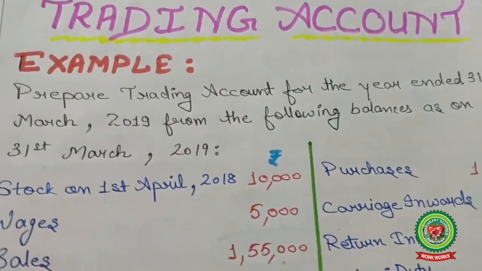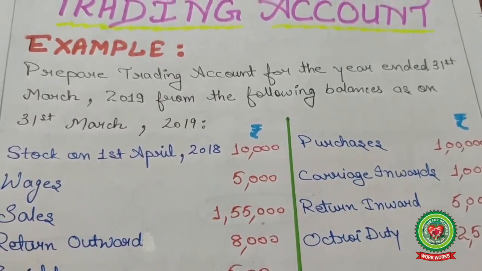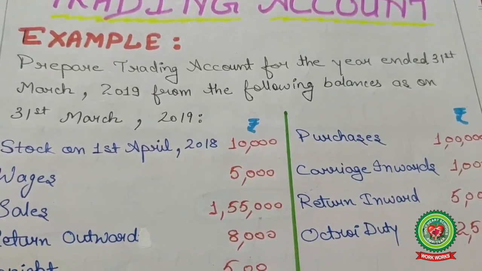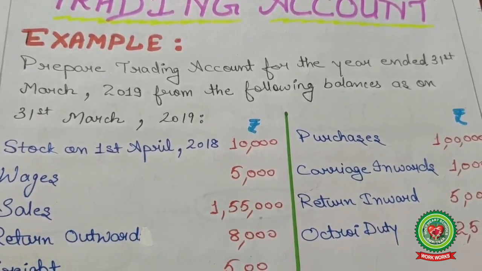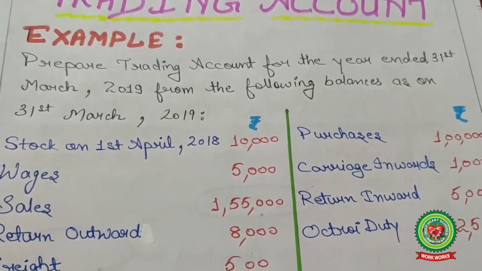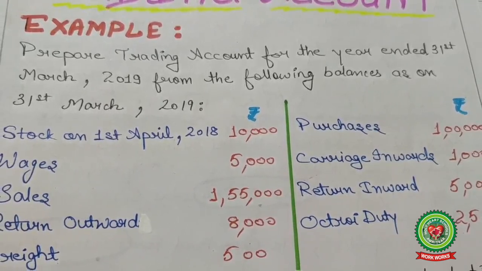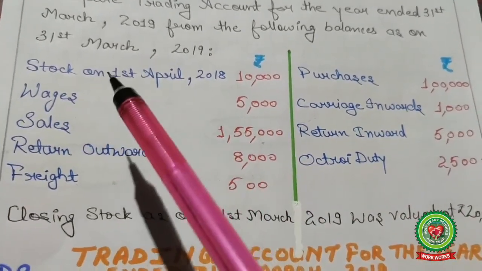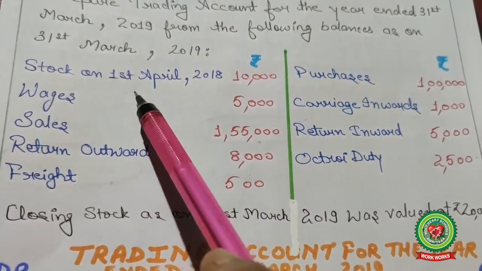With the help of one diagram, one sum. Prepare a trading account for the year ending 31st March 2019 from the following balances as on 31st March 2019. So with the help of one example, understand how to maintain a trading account. Here I already discussed with you in my previous lecture what stock is. Stock is simply the goods and raw material available in the godown.